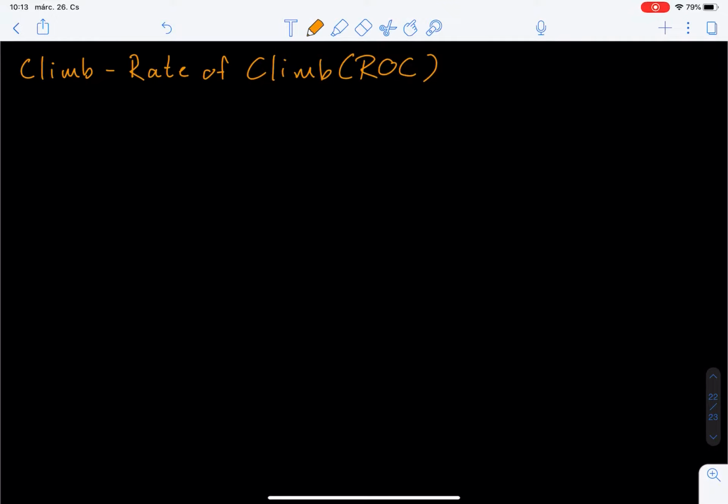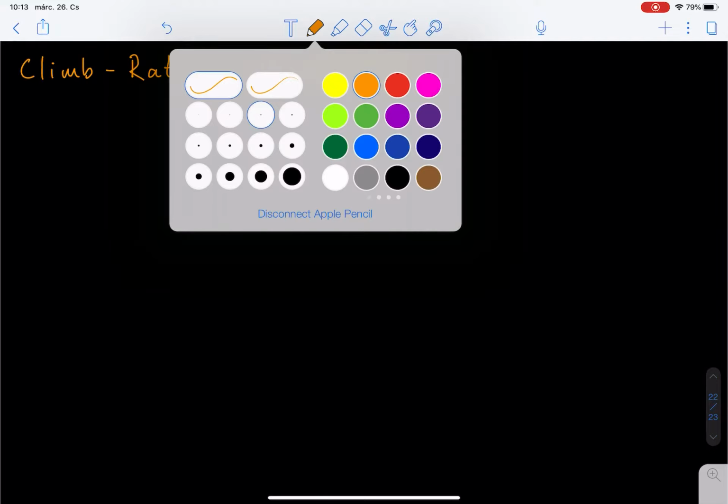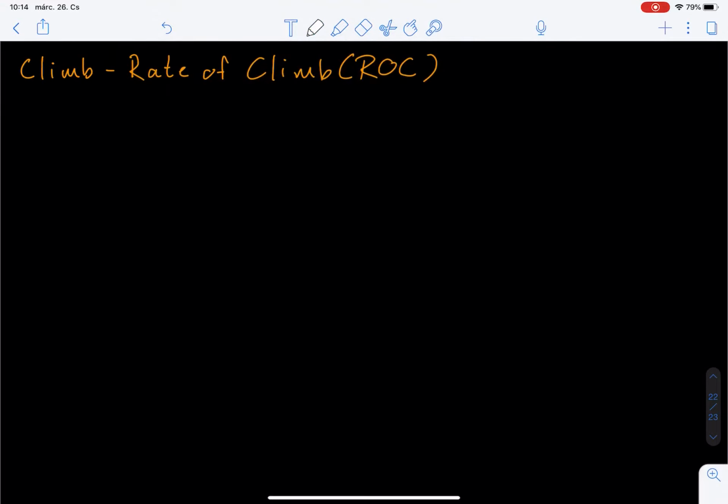And to roughly define what the rate of climb is, basically the rate of climb is going to be the vertical speed of the aircraft, or the vertical projection of the true airspeed. To understand this a little bit better, let's sketch the initial climb, or the climb segment of the aircraft, like we usually do.